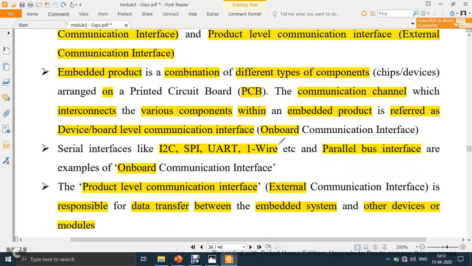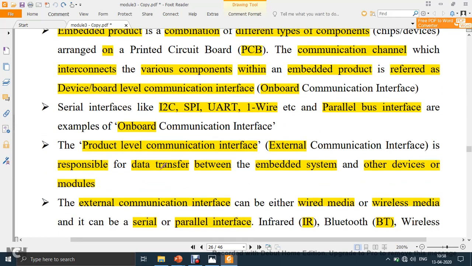Examples of onboard communication interfaces are I2C, SPI, UART, one wire, and parallel bus. These are all examples of onboard communication interfaces. Using these communication interfaces, the various components or chips that are present on the same PCB, that is the printed circuit board, communicate with each other.